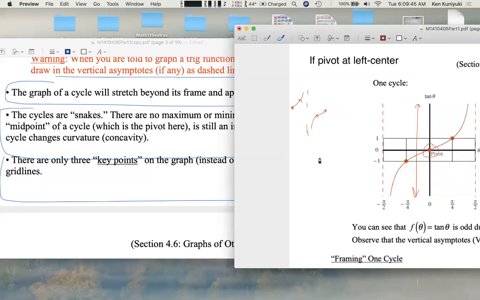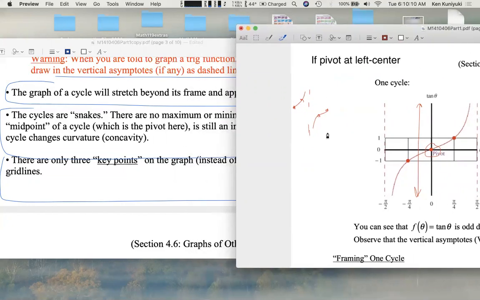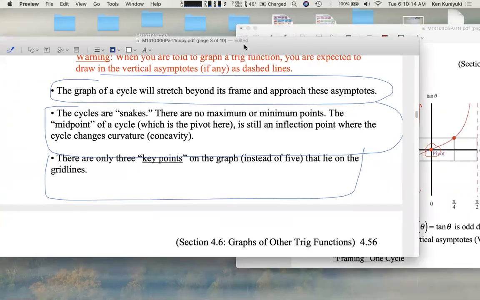So what ends up happening is that if you put the pivot at the left center, like we used to, then we would have 4 key points and a VA right in the middle. But then we get this pair of half snakes. And although that is legitimate, this would represent a cycle for tangent of theta, it's not as appealing visually. I think generally speaking, we would prefer one unbroken snake as a cycle as opposed to these 2 half snakes. That seems a little gross, to put it mildly.